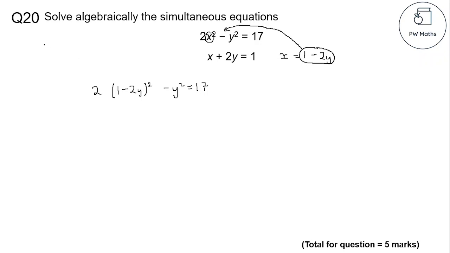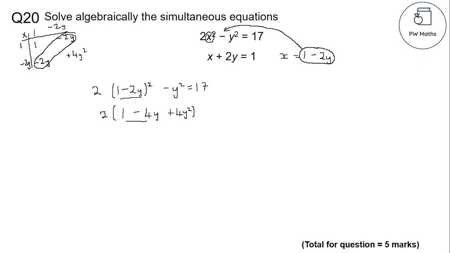I think the next thing I would do probably, because I'm a little bit worried about expanding this in my head, I would doodle a 1 minus 2y times 1 minus 2y. You could write it out twice and use FOIL if you prefer, or claw. When we expand those, we get 2, open brackets, 1, minus 2y is minus 4y, plus 4y squared. That bit is that bit, and I'll carry on writing the rest of this. Minus y squared equals 17.